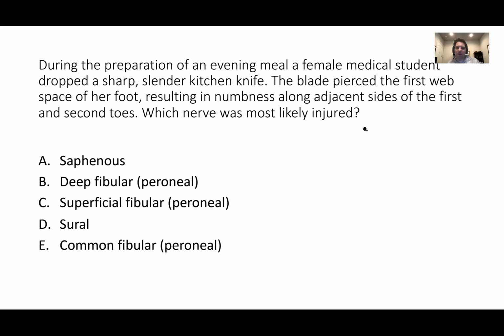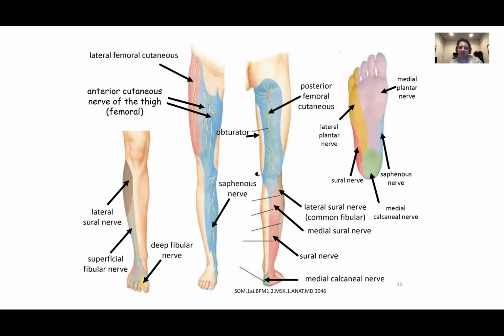All right, so this is one of those weird things, but they like to test on. That first web space is always, if you see that red flag, it's always deep fibular. So you can see that here. You see this little yellow spot right here. So if you drop a knife in between the web space between your first and second toe, that little bit, just that little bit, is innervated by the deep fibular nerve. Okay, so they just like to test on it.